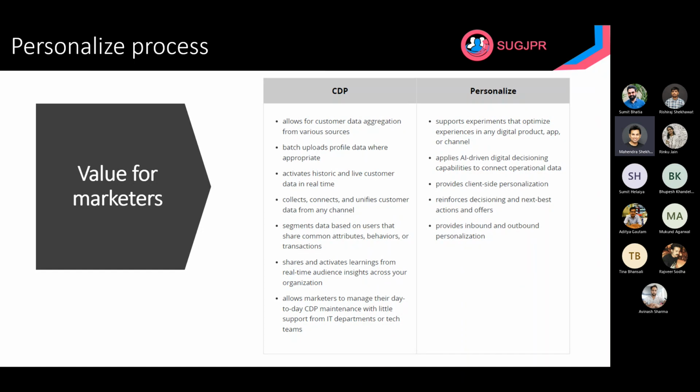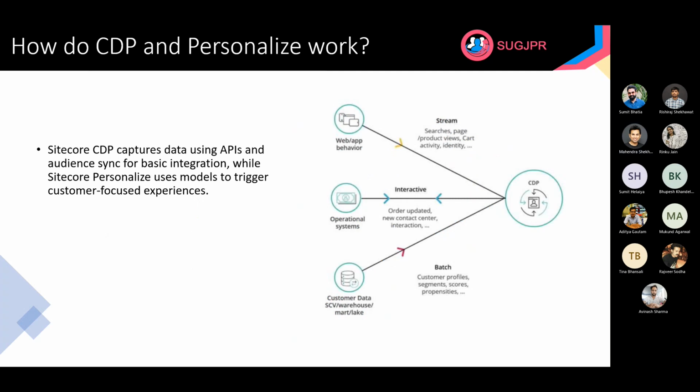It reinforces decisioning, next best action and offers based on your personalization models. It provides inbound and outbound personalization. You can perform the personalization on your website, which is basically inbound, and outbound it could be an email trigger, push notification. It could be your SMS or MMS. Those kinds of things you can do with personalize.